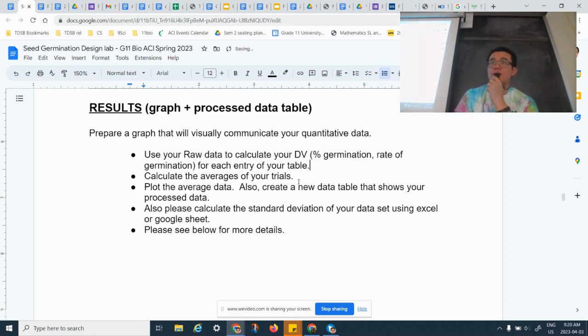After that, you should calculate the averages of your trial. So in this case, if we look back here, let's just say this is your day one value. Okay, this is your day one value of number of seeds. Let's just say you're doing percentage germination. Okay, then in this case, you'll find the averages of all 4 trials of the control, averages of the variable 1 or 2. Okay.